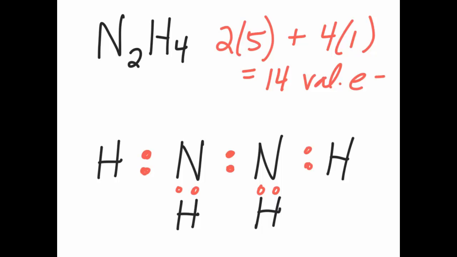Well, if you look at the nitrogens, you can tell they are not stable at this point. They only have 6 valence electrons around them, and each could use 2 more. So it makes sense to put a lone pair on the top of this nitrogen and a lone pair on the top of that nitrogen. And now when you look at each atom, the nitrogens each have 8 and the hydrogens each have 2. We've created a stable Lewis structure. So I think it's time to get a little bit more fancy.